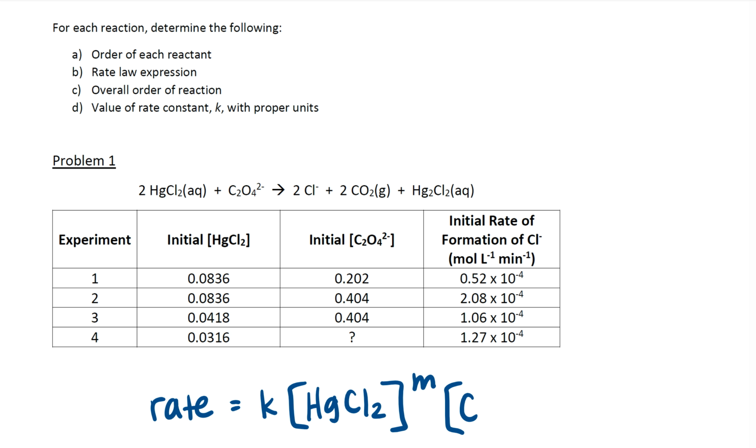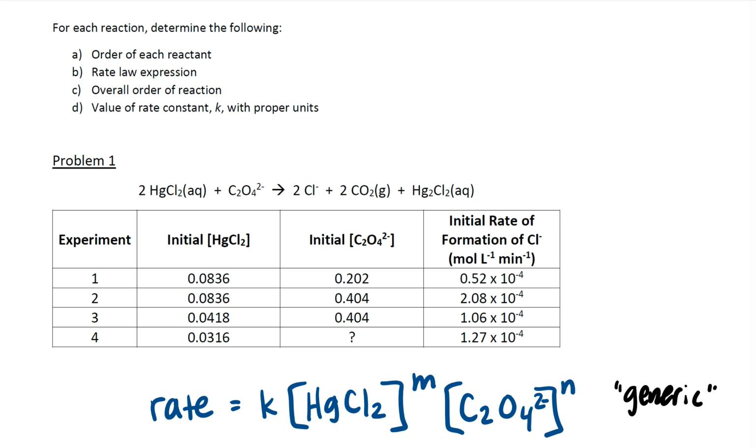Times the molarity of reactant number 2, oxalate with a charge, raised to some power of n. Again, that's the order of the oxalate ion. That is what we are solving for. So this is your generic expression. This is never going to be your answer for a rate law.